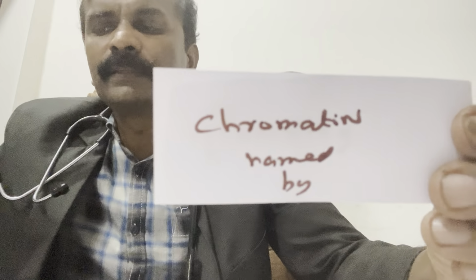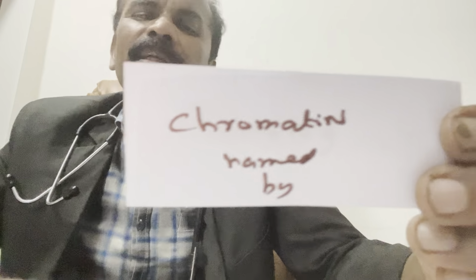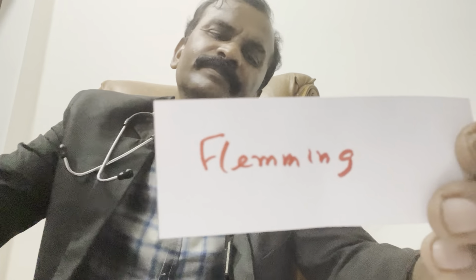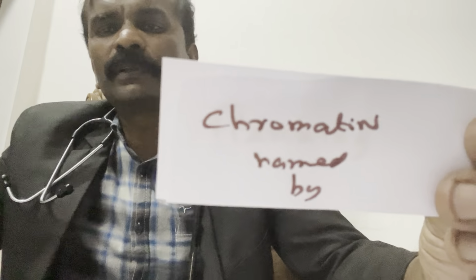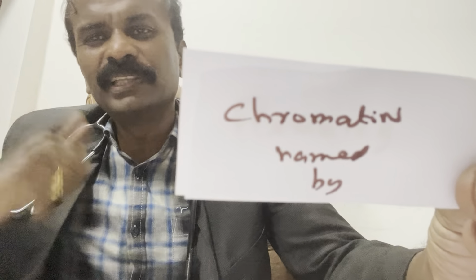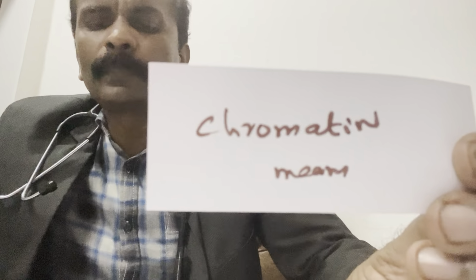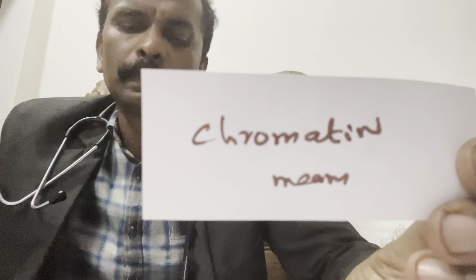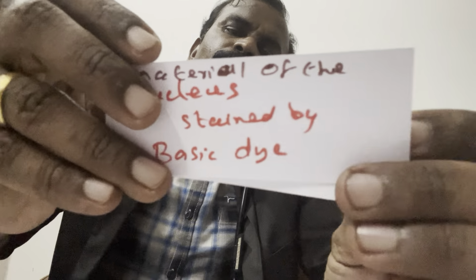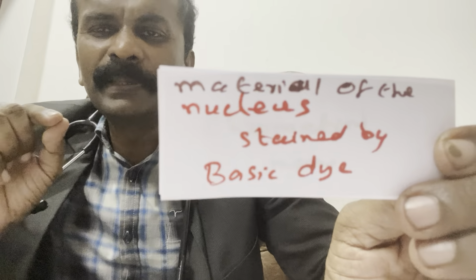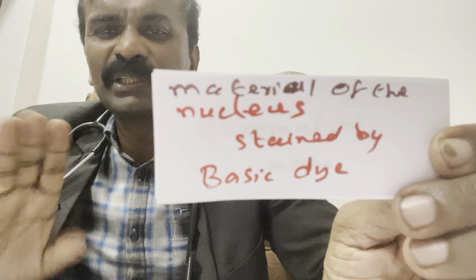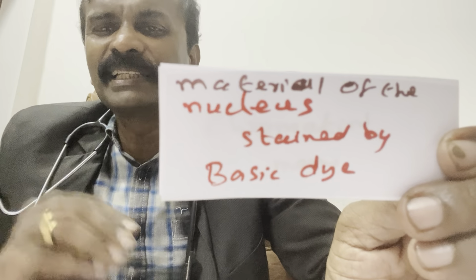Who named chromatin? Chromatin was named by Fleming. Be very careful, okay? Fleming named chromatin. Robert Brown, nucleus. What do you mean by the word chromatin? Chromatin means what? It is a material in the nucleus. Very, very important point: it is a material in the nucleus, stained by basic dye.